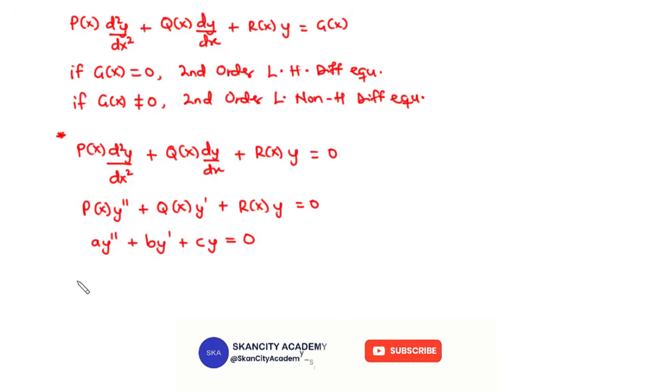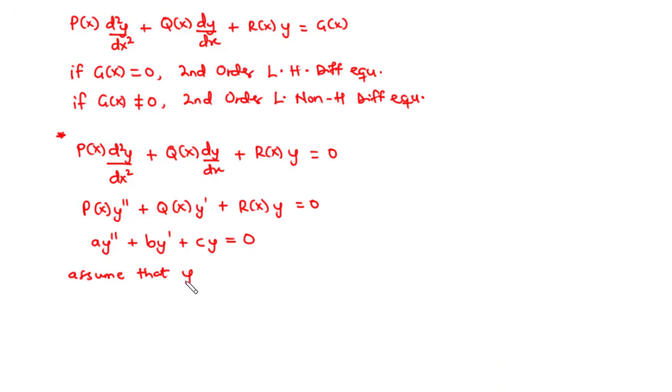Let's assume that the function y equals e to the power m times x is a solution to the above differential equation. Now, if you make this assumption, then what this primarily means is that you are going to find y prime and then y prime prime from this function and then substitute that into the differential equation.